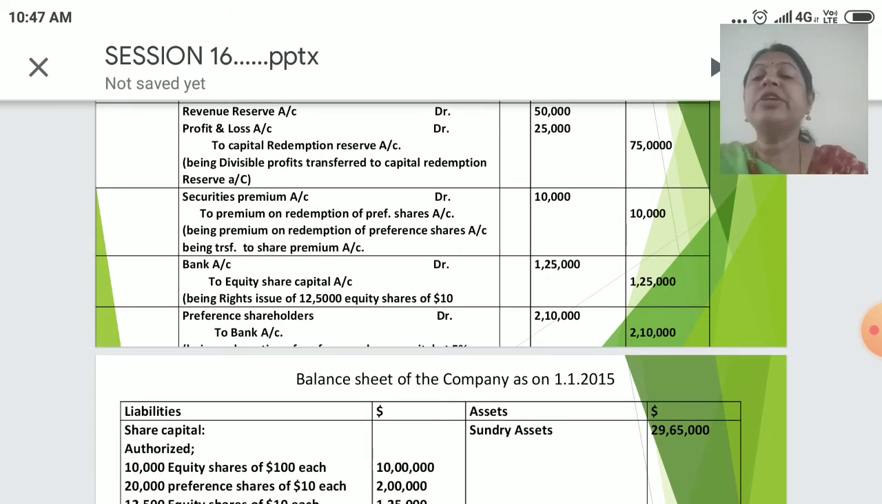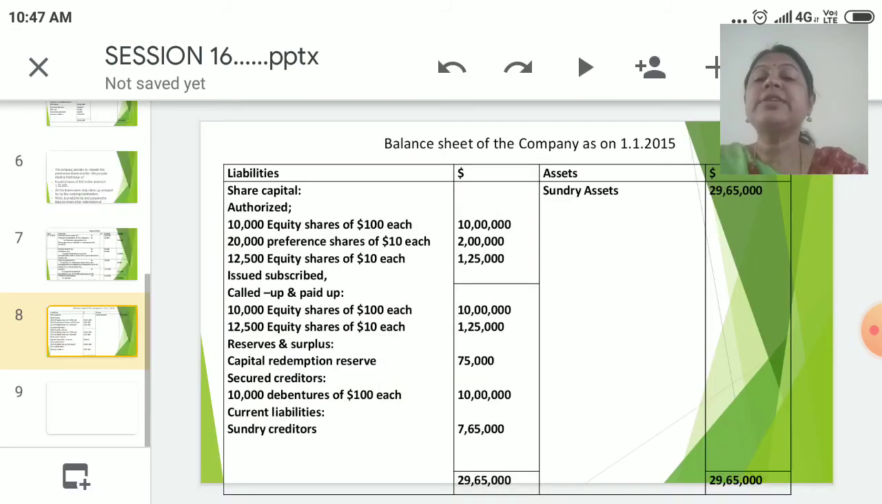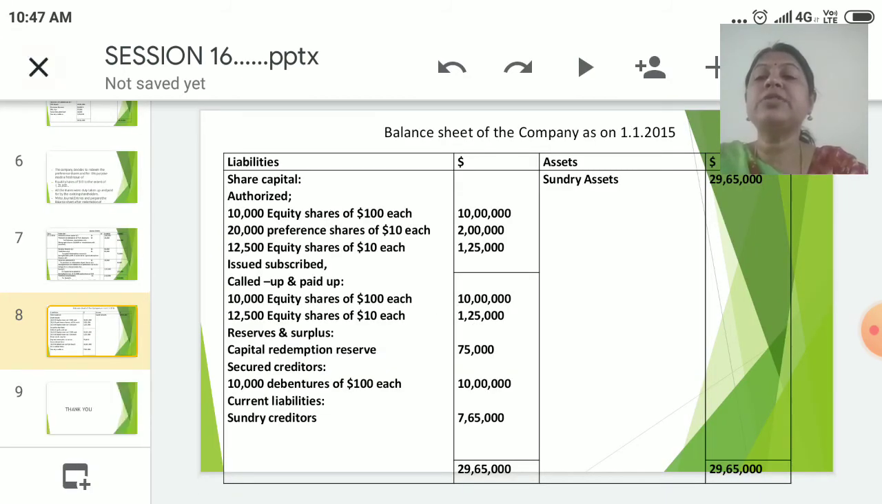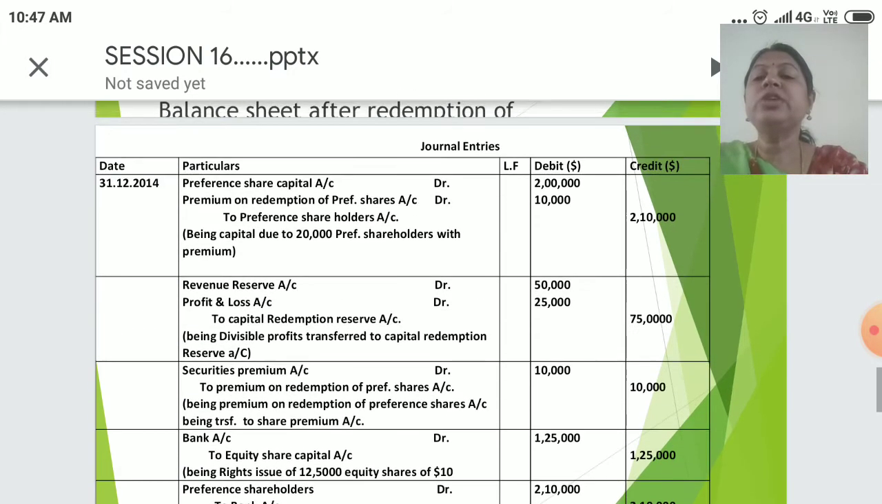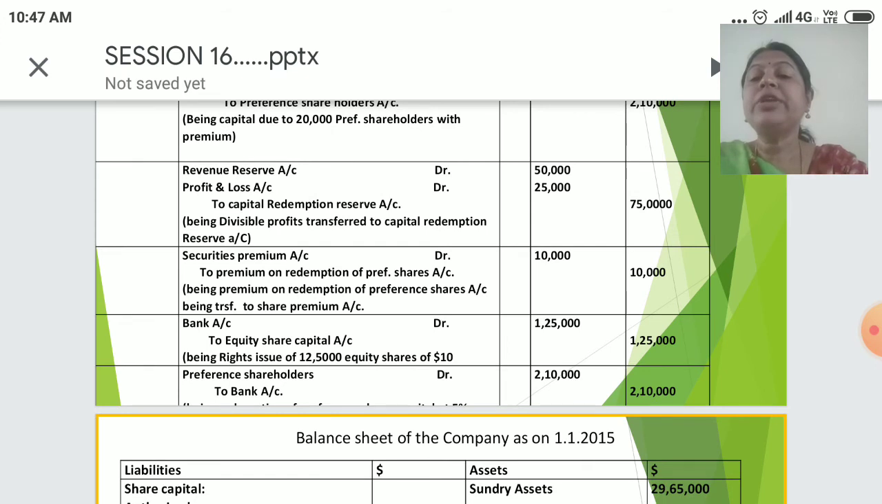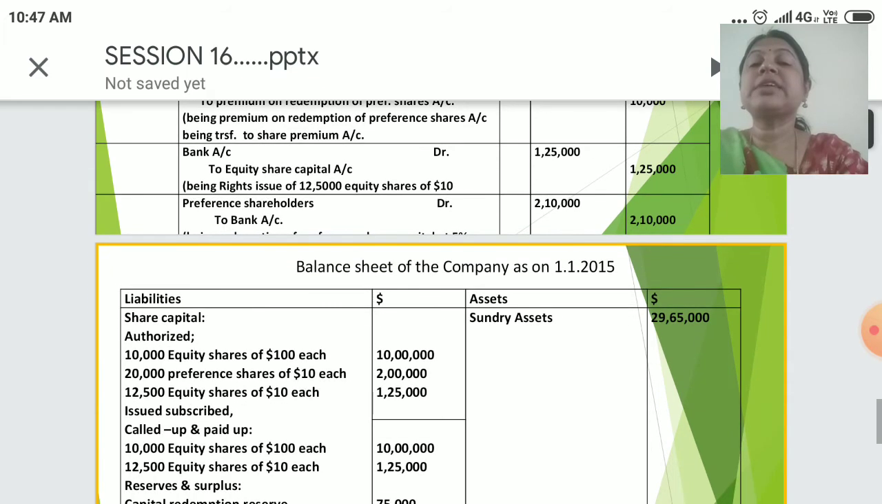And then for issuing new shares, the company is going to issue new shares to the extent of 1,25,000. So we'll see the journal entry for that. Bank, we debit bank because the money is going to come. Bank account debit to equity share capital account. How many shares they're issuing? 12,500 at the rate of 10. So we need total 1,25,000. 1,25,000 is the capital required.